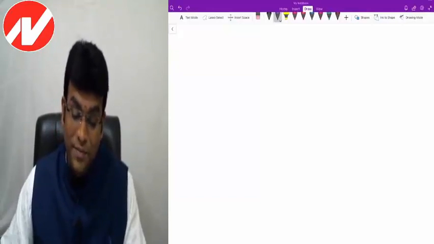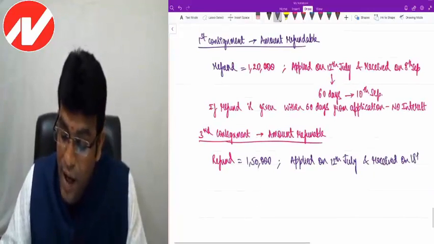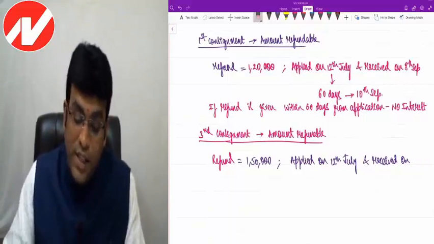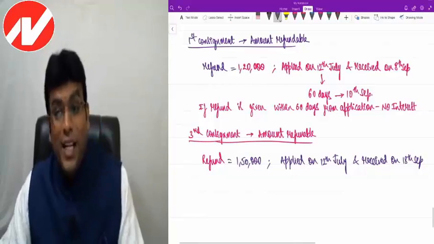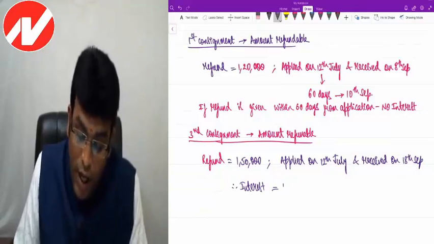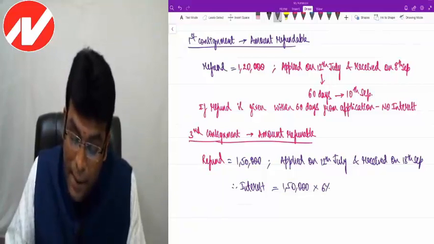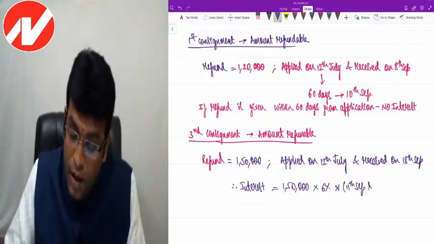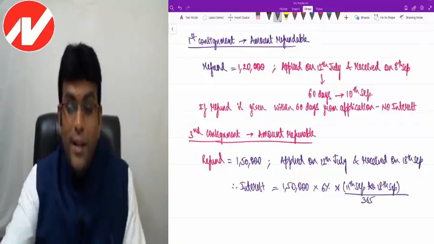Come on, see now. And we all know the fundamental fact that whenever refund is given within 60 days, interest will not apply. And if they don't give refund within 60 days, then only interest will apply. And that too, interest will start from 61st day, my dear friends. Therefore, interest is equal to 1,50,000, and of course interest is only 6% per annum, into 11th September to 18th September, which is nothing but 8 days, divided by 365.